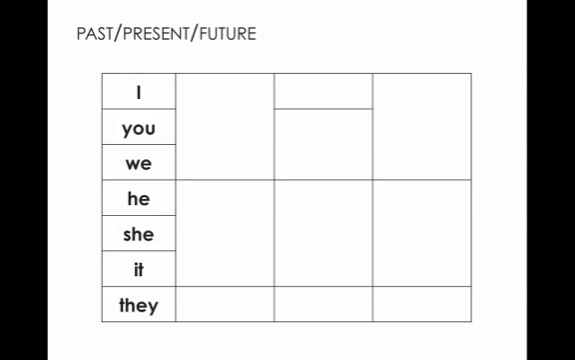Now, let's talk about the past, present, future bit of the verb phrase. This is something which will be needed in a few slides from now, so we'll just go through this, and why we're going through it will become clear in a second. Here we've got a list of pronouns: I, you, we, he, she, it, they, and if we put a verb here, drink, and I say, I drink every day, you drink every day, we drink every day.